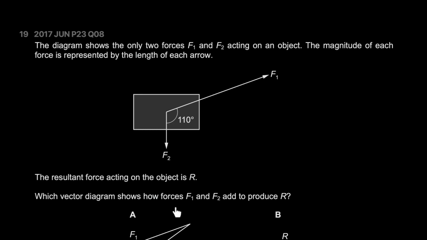Okay, which vector diagram shows the force F1 and F2 added to produce R? Right, straightforward. I'll take this vector, I'll put it over here. Let's try that. Now I can do whatever I want. Again, I can redraw this, but it's easier to just take this and put it over here, because it'll automatically do the head to tail thing, right? I don't have to draw everything from scratch, right?